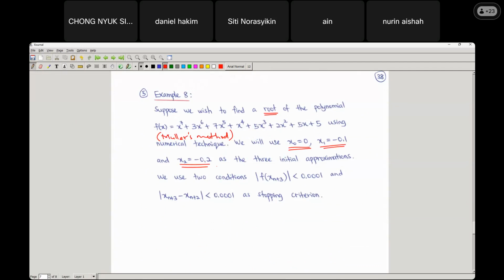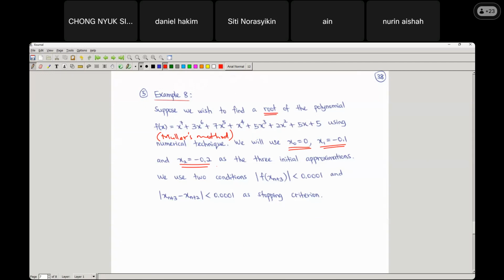Okay, be careful. Sometimes in the exam, we will say, okay, we want to find the root for the function f(x) using Mueller's method. You are given x0 equal to blah, blah, blah, x1 equal to blah, blah, blah, and x2 equal to blah, blah, blah. Okay? Sometimes we do not tell you which method you have to use. For example, find the root of the polynomial f(x) given that x0 equal to blah, x1 equal to blah, and x2 equal to blah.